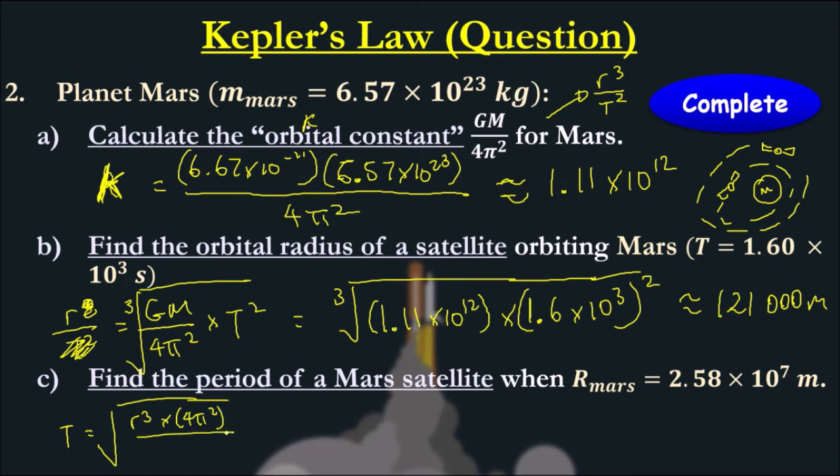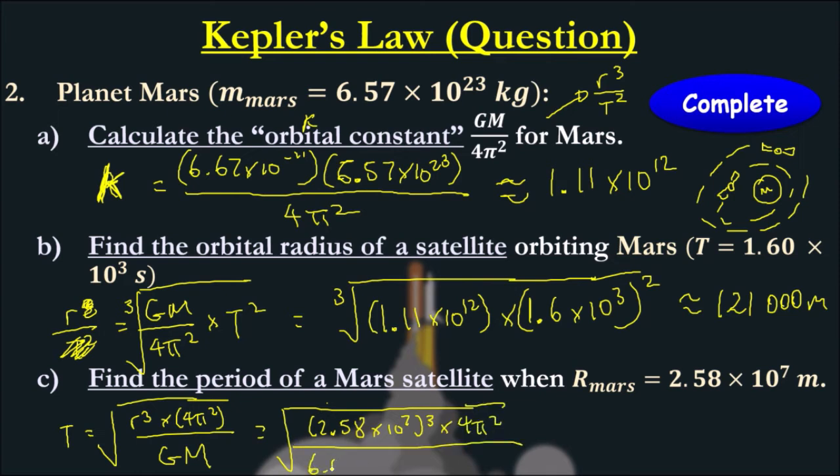Pi squared divided by GM. Okay, so if we do our substitution, it'd be 2.58 times 10 to the power of 7 cubed times 4 pi squared over the gravitational constant times the mass of Mars. And we can actually use the ratio or the constant that we used earlier because it's two satellites orbiting, don't forget. And that gives us an orbital period of approximately 125,000 seconds.